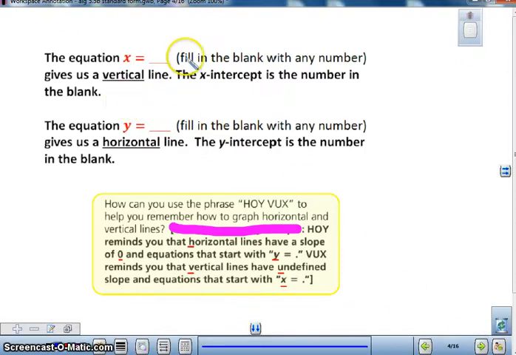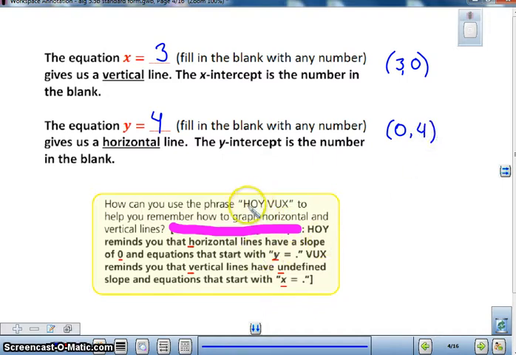In an equation, x equals, and you fill in any number, so I might write in the number 3, y equals any number, I might use 4. And as we look at this, remember, x equals is always a vertical line. The x-intercept is the number in the blank. So that means that x would be at 3, y would be 0. Here, if it's a horizontal line, we could have the point where y equals 0. You could have for the y-intercept (0, 4).